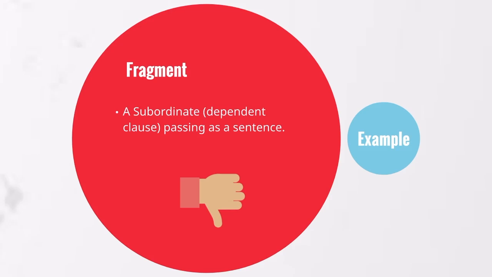Now, lastly, we have a fragment. A fragment is a dependent clause passing as a sentence. And remember, a dependent clause cannot be its own sentence because a dependent is somebody or something that depends on something else. So remember, we compared the dependent to a child that has to depend on its parent to survive. In that same way, the dependent clause has to depend on the independent clause, or the simple sentence, to survive or to actually become a complex sentence or an actual sentence.